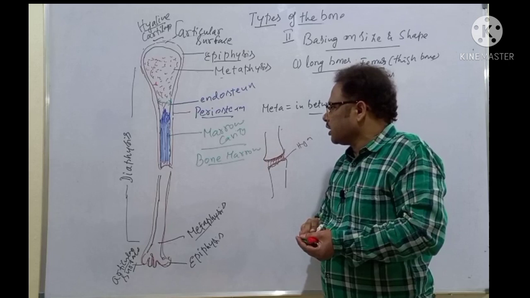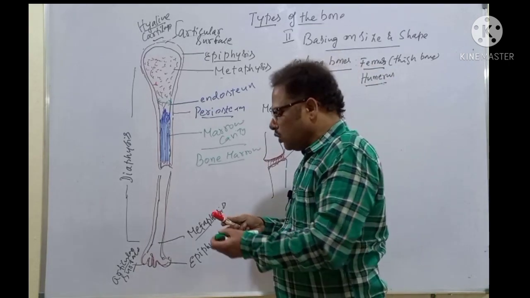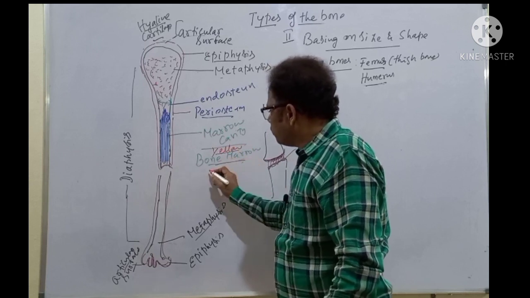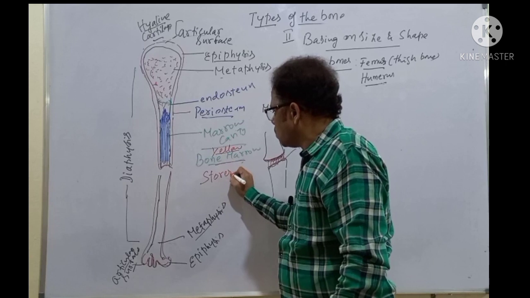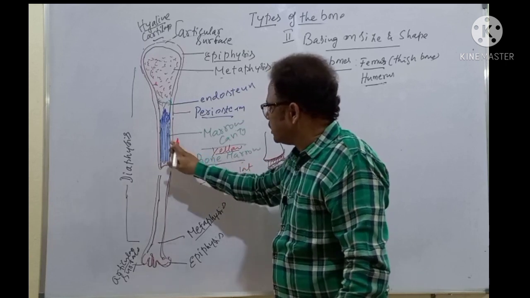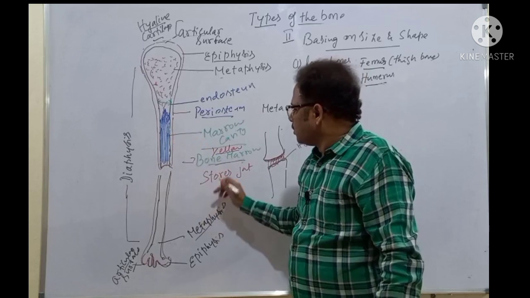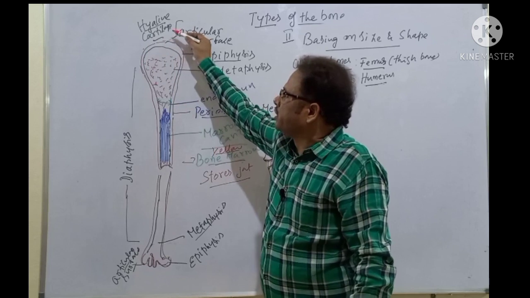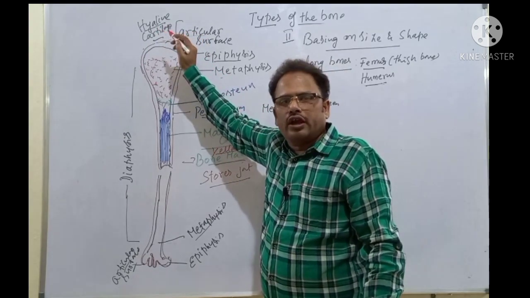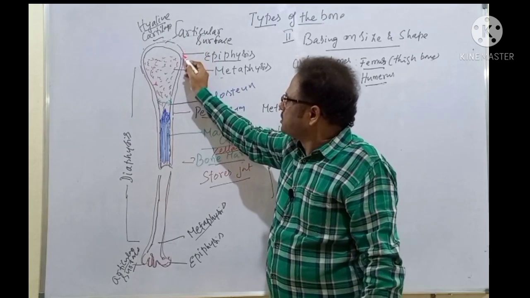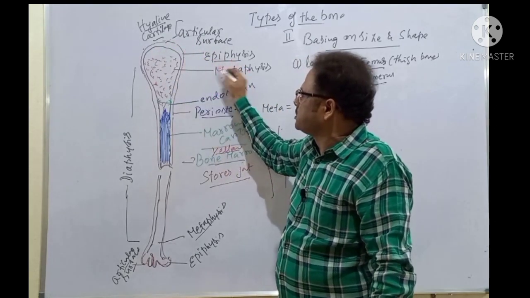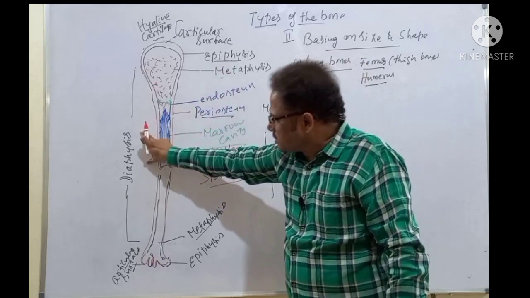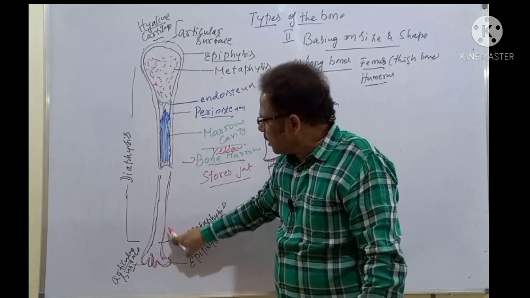Which bone marrow is this one? Yellow bone marrow. The yellow bone marrow stores the fat. So what's the sequence? Tell me, all of you students. This is the articular surface which contains the hyaline cartilage, which is free of perichondrium. Below this is the epiphysis. This raised expanded surface is called the epiphysis. Below this is the metaphysis. Below this, what is present? Diaphysis is there. And here again epiphysis, metaphysis, diaphysis.